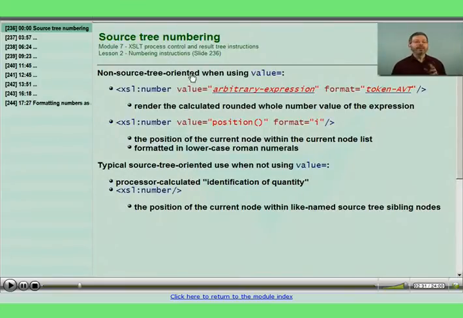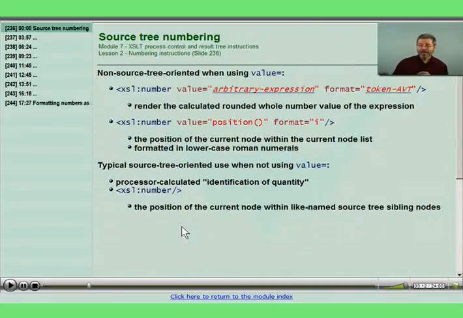Well, when I don't use the value attribute, the processor begins counting nodes in the source tree. It counts nodes, it comes up with a count, and then you are asking the processor to add that count to the result tree and possibly format that with a token to indicate how it appears. The easiest way to use XSL number is without any attributes. And this will count the current node amongst its like-named siblings.